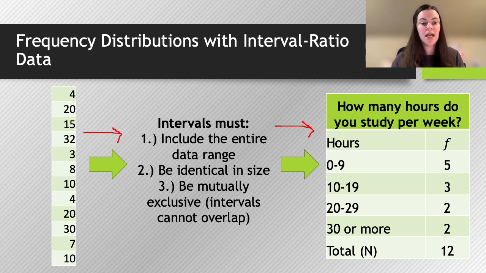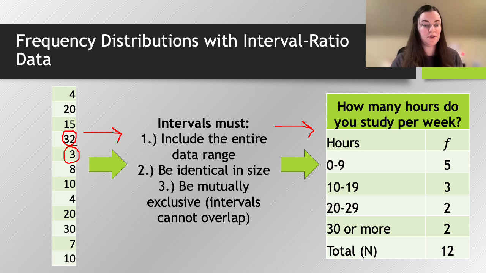The first is that our intervals must include the entire data range. And what I mean by that is that we must include the lowest value and the greatest value and make sure we're not leaving any out in between. So in this case, I see that my smallest value is a student that reported that they spend approximately 3 hours studying per week. And my greatest value is right above them here, a student who responded that they spend approximately 32 hours per week studying.